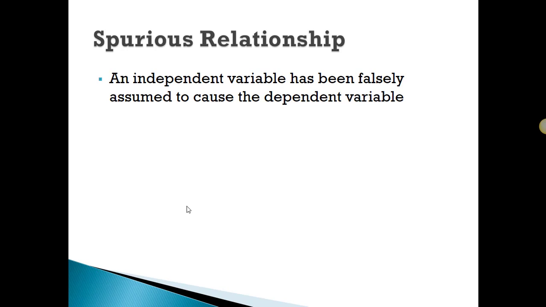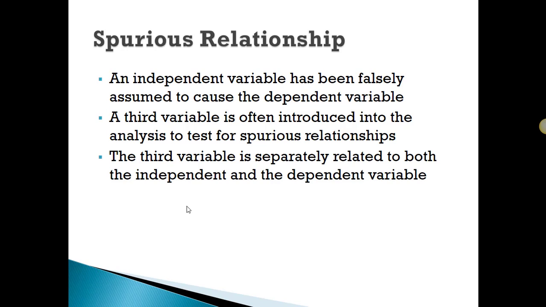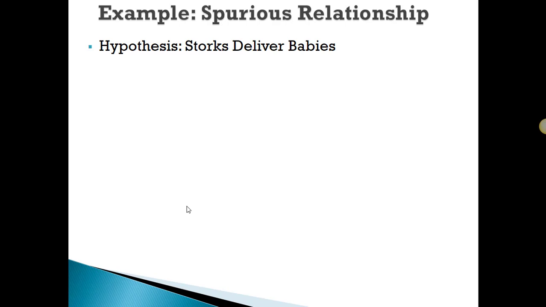A spurious relationship is one where an independent variable has been falsely assumed to cause the dependent variable. A third variable is often introduced to help test for a spurious relationship. The third variable is separately related to both the independent and dependent variable, and if a relationship between the two original variables is spurious, it will disappear when the control variable is added to the analysis. So we're going to look at an example here.